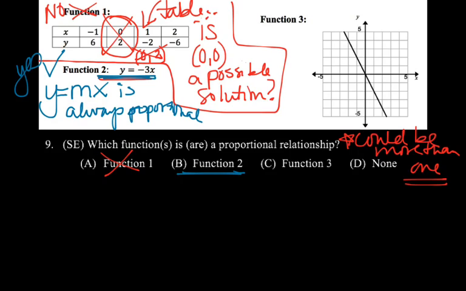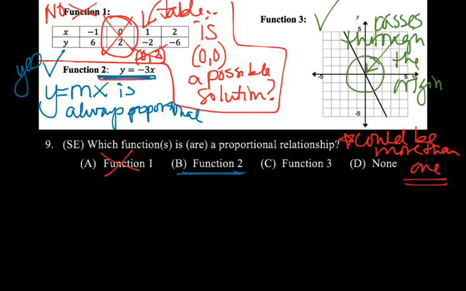Okay, function 3. If the line passes through the origin, so function 3 is a yes. So your answer would be B and C.